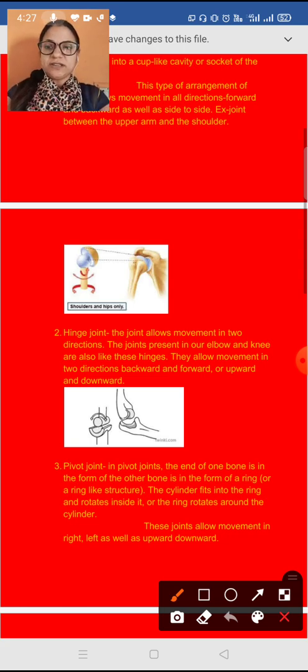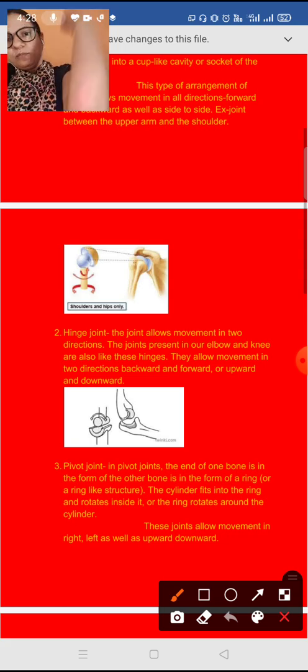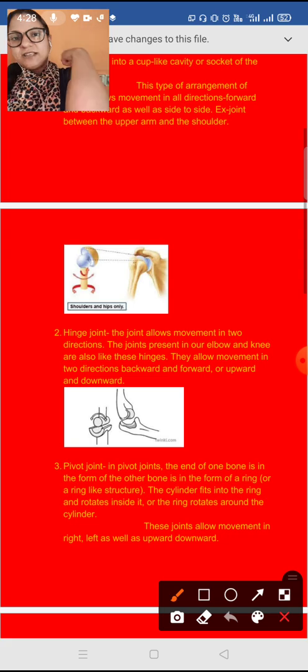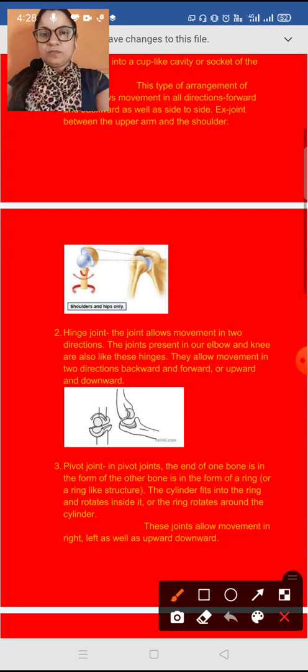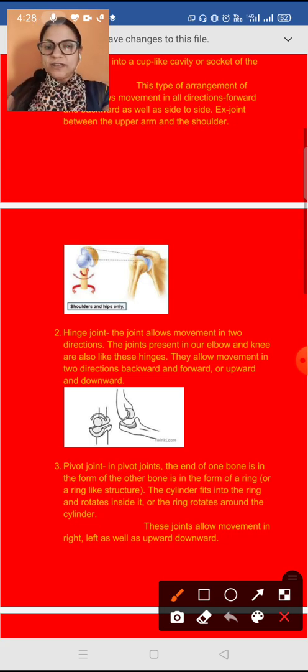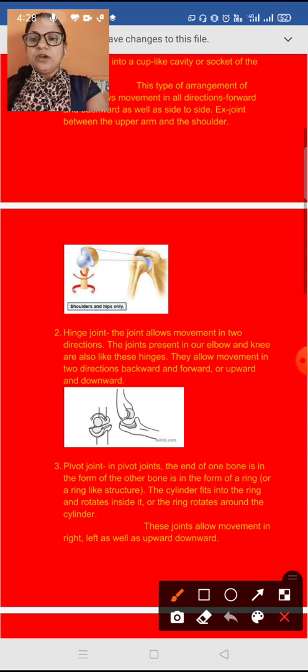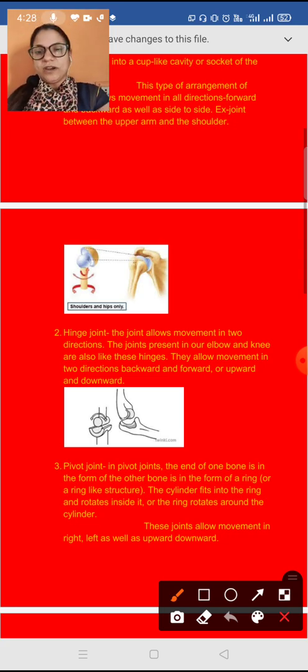The hinge joints are present in your elbow and knee. In the elbow we can do one movement, then the second movement, inside and outside. So the elbow allows movement in two directions. You can do it yourself: forward and backward, or upward and downward. It can also be said that the movement is allowed only in one plane.